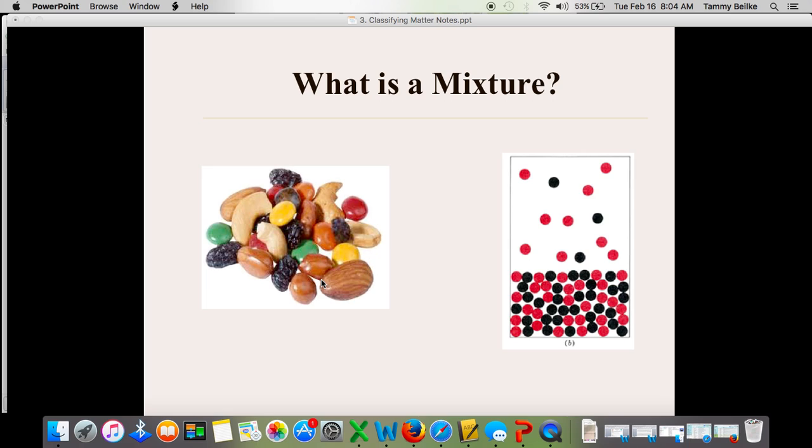Now, mixtures, on the other hand, can be separated. So mixtures, you can see from these two pictures, you have trail mix. I don't know if you're like me, but I always pick out all of the M&Ms. And then I'll go for the cashews. And then I'm pretty much done. So you can easily, mechanically separate a mixture.